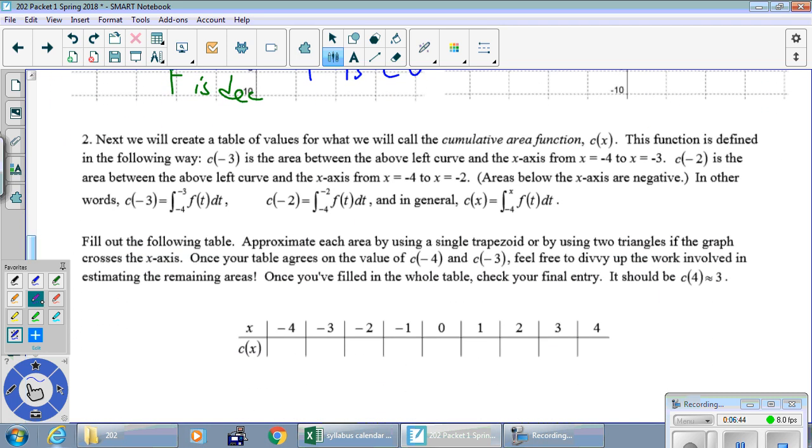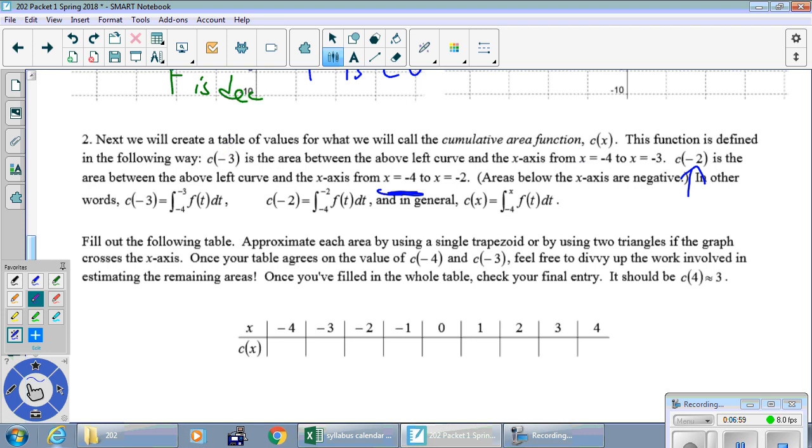And I'll just point out that the thing that was held constant both times is the -4. So it's always going to be from x equals -4 to the number in the parentheses. And it's just the signed area.